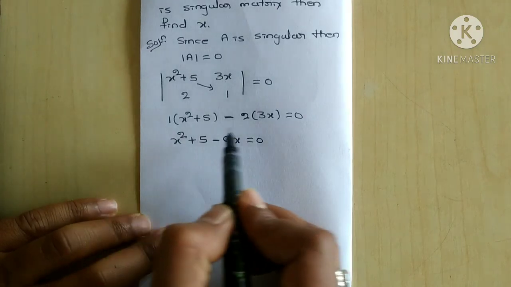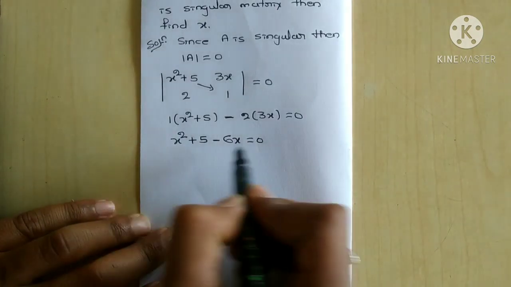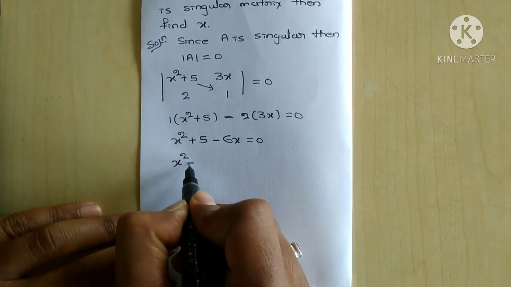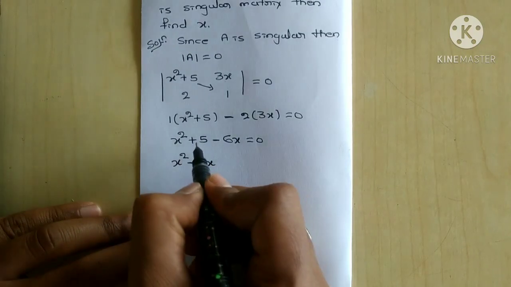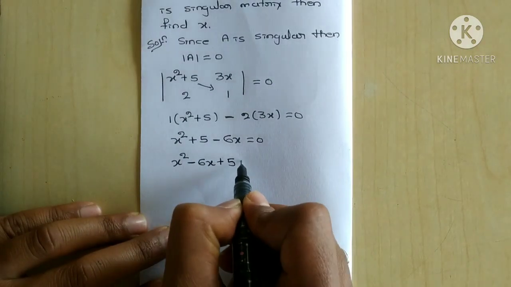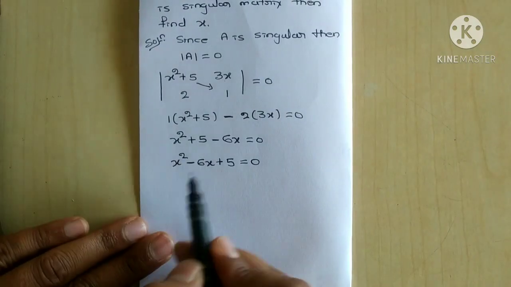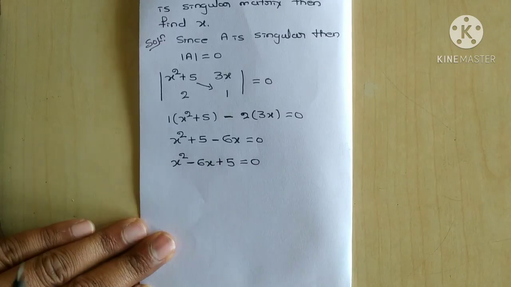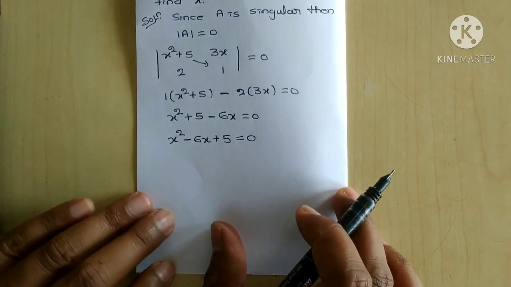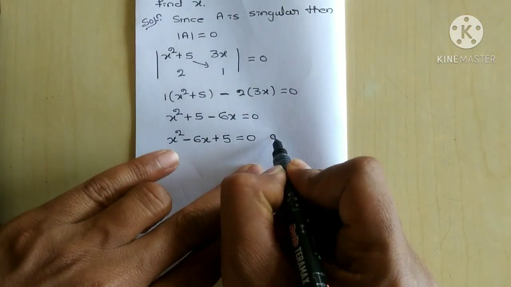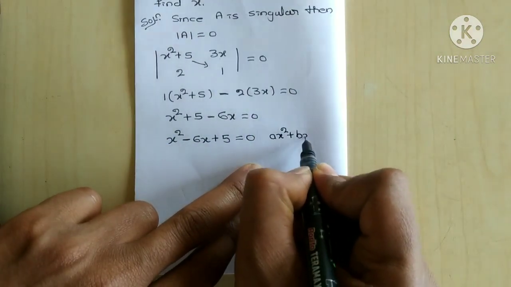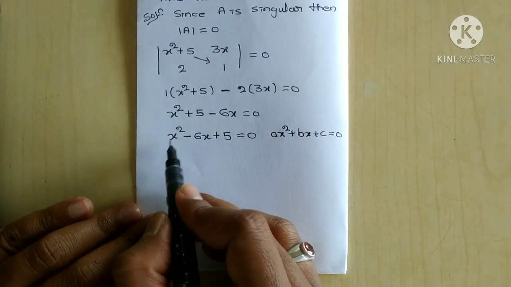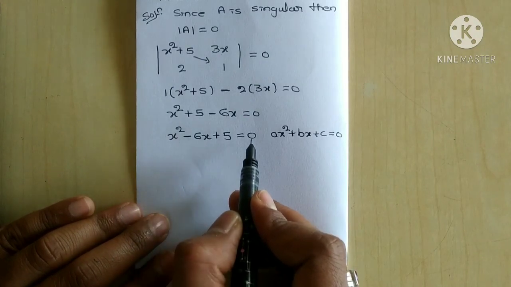If you observe carefully, if I rewrite this equation, first x square I am going to keep as it is. Next minus 6x I am going to write here. Next plus 5. I am going to rearrange the above equation. If I rearrange this, it becomes x square minus 6x plus 5 is equal to 0. Now you can observe this is of the form ax square plus bx plus c is equal to 0. Correct? Quadratic equation.